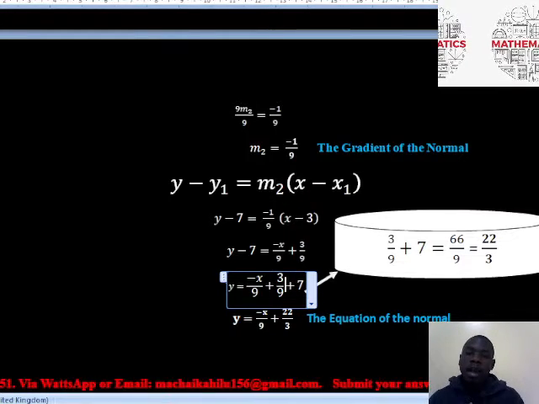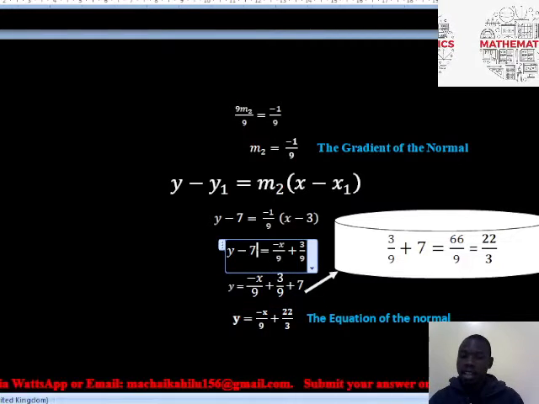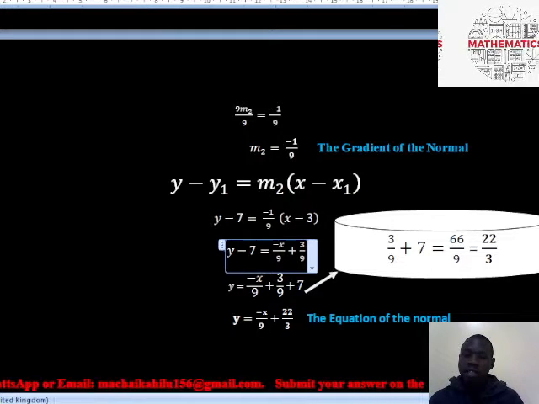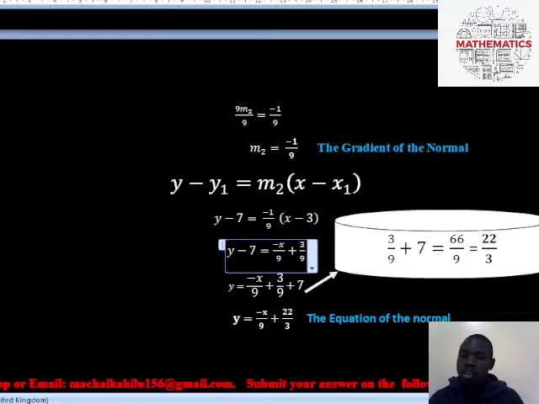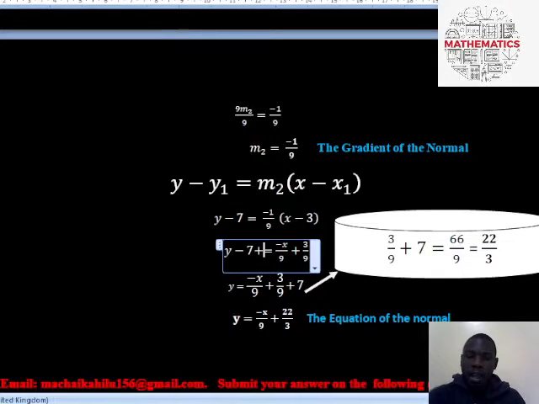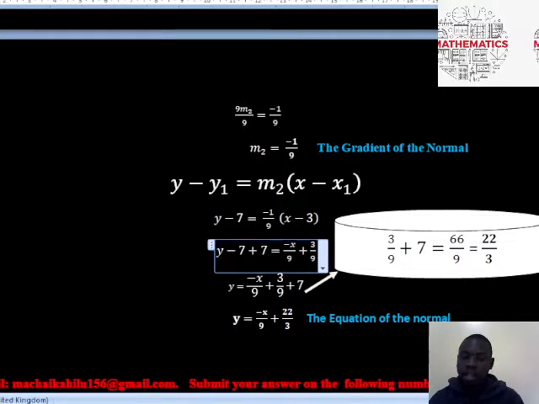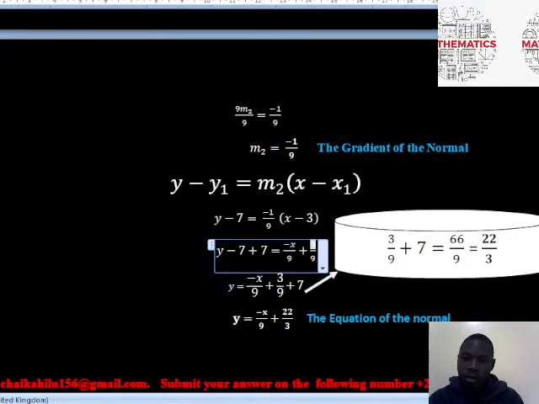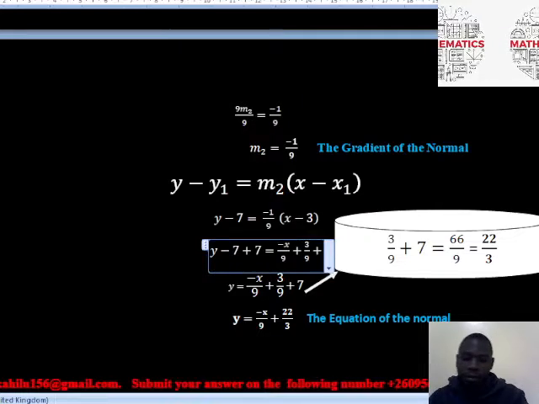How? By applying additive inverse. Where there is negative 7, we need to apply additive inverse. When I say additive inverse, I mean that since we have y minus 7, to get rid of that negative 7, we are going to say plus 7, and then on the other side of the equation, we are also going to say plus 7.